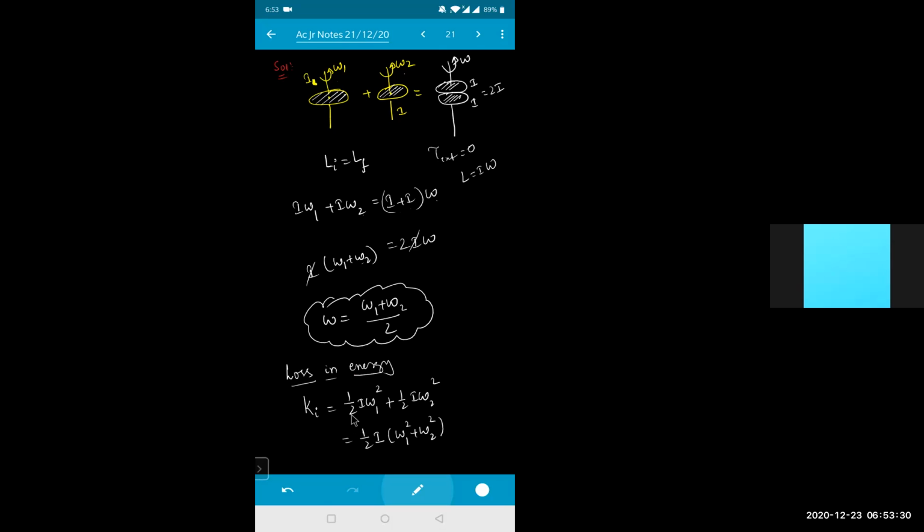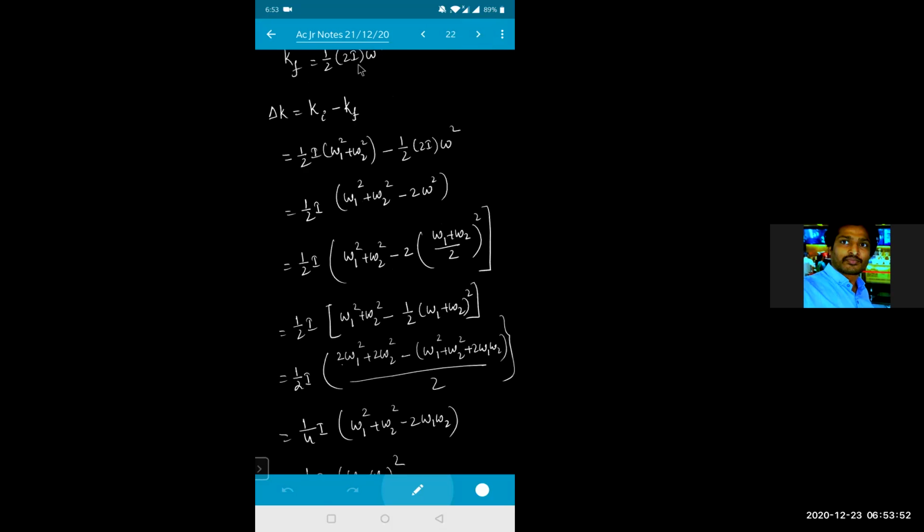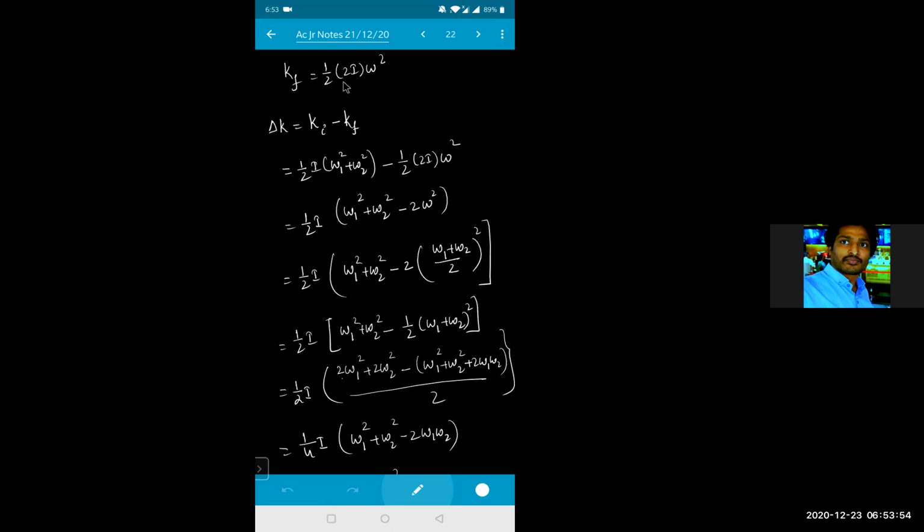Loss in energy. That means initial kinetic energy: half into I into omega 1 square plus half into I into omega 2 square. In this one, half I is common, so it is omega 1 square plus omega 2 square. So this is your initial kinetic energy. Minus the final. What will be the final kinetic energy? That is half into I1 plus I2, which is 2I, into omega square.